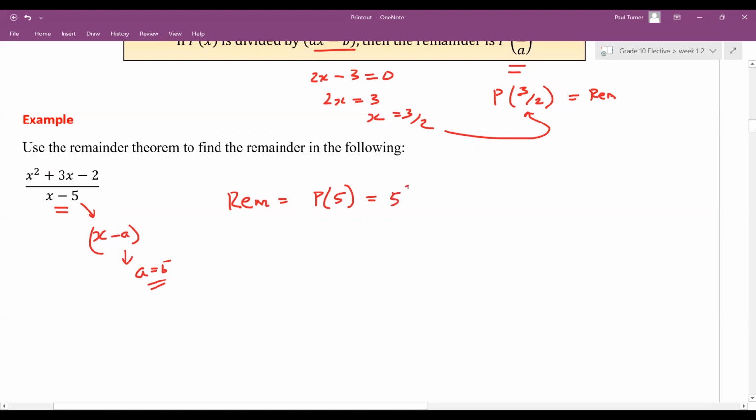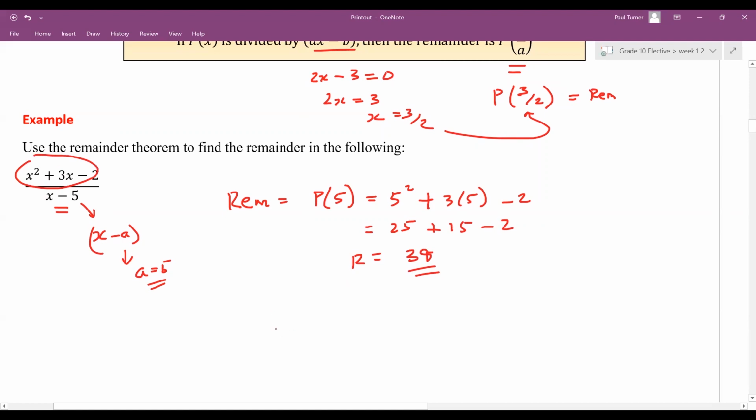So 5 squared plus 3 times 5 minus 2, okay? So this would give you 25 plus 3 5s are 15. You can copy this onto your sheet if you have it, or copy in your notebook. Minus 2, so what's that? 25, 35, 40, minus 2, 38. Okay, so this would be your remainder if you're dividing x minus 5 into x squared plus 3x minus 2.